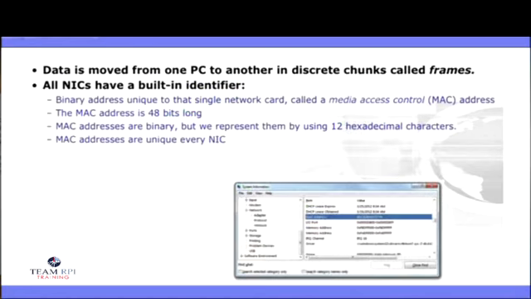In trying to understand topologies, you must first break it down to the basics, the frames and the devices that we use to get the data on the physical line. So the data from one PC to another is broken down into discrete chunks of data called frames. All NICs have a built-in identifier. A NIC is a network interface card. That card has what's called a MAC address. That address is unique to that card and unique to that computer. That's the only way networking works. The MAC address is 48 bits long.